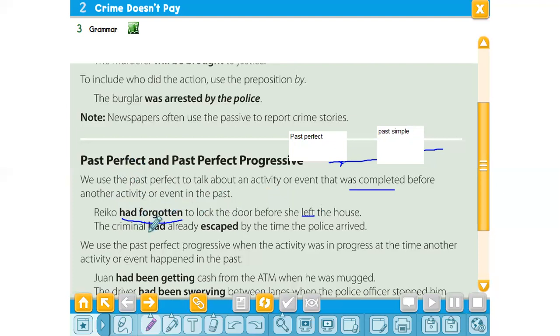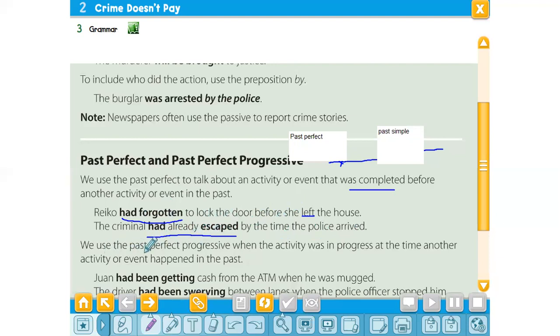The criminal had already escaped by the time the police arrived. What is the first action? Excellent. The criminal had escaped. So I used past perfect. What is the form of past perfect? Had plus past participle.